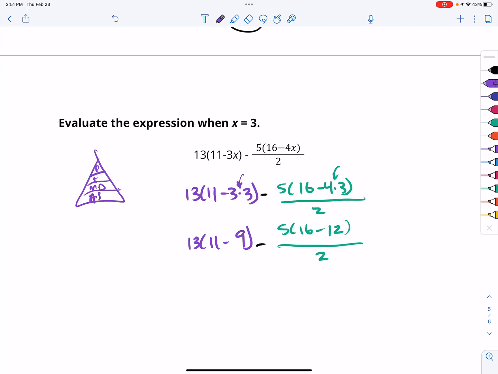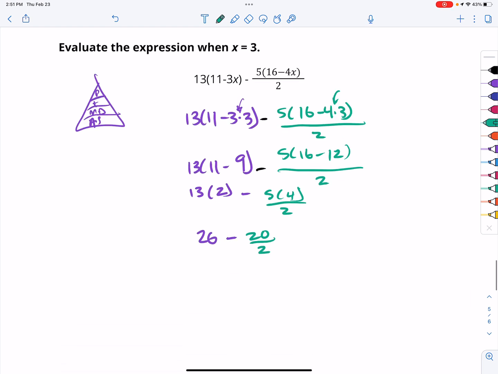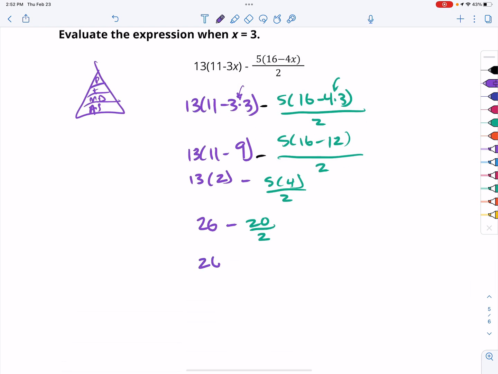So back to the purple side. We're still working within the parentheses. I need to do that subtraction, and it is 2. So I'm left with 13 times 2 minus, on the green side, still working in the parentheses, 16 minus 12 is 4. So I have 5 times 4 divided by 2. Back to the purple. 13 times 2 is 26, and we are subtracting in my numerator. 5 times 4 is 20 divided by 2. So then we have 26 isn't going to change, but 20 divided by 2 is 10. So I'm left with 26 minus 10, which is 16.